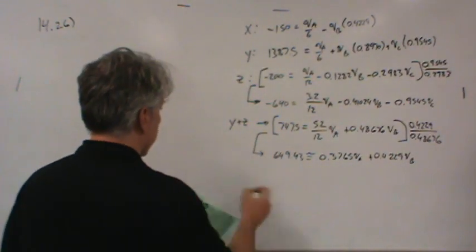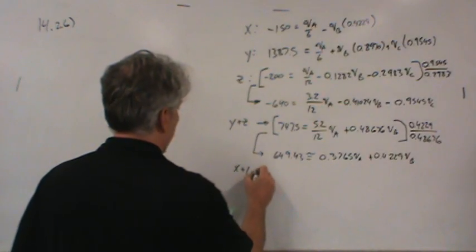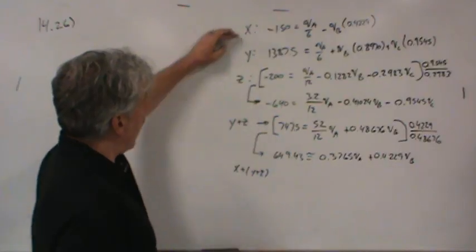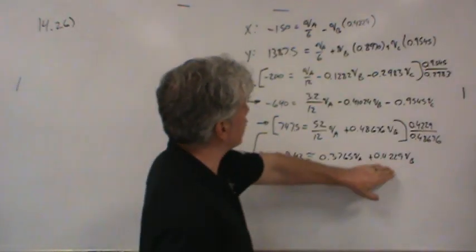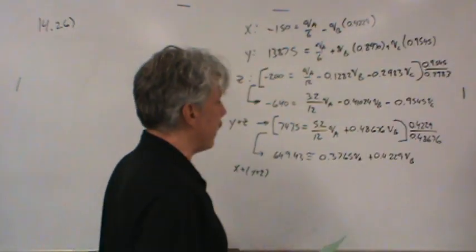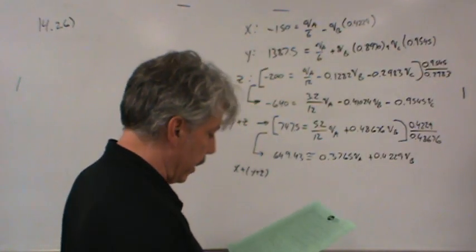And I said, okay, let's take X and add to it this Y plus Z equation. This is the Y plus Z equation. That's where it came from. I want to add X to it because what will happen is these two terms will cancel, and I'll get rid of all the VB dependence. I'll have only VA. Then I'll have one equation and one unknown.